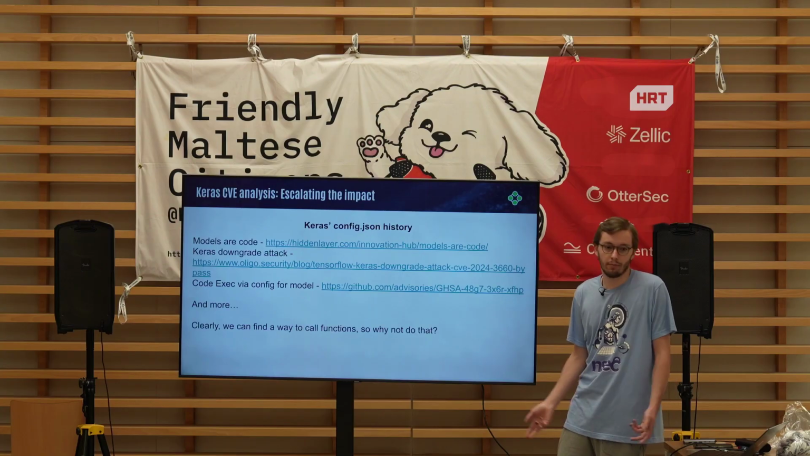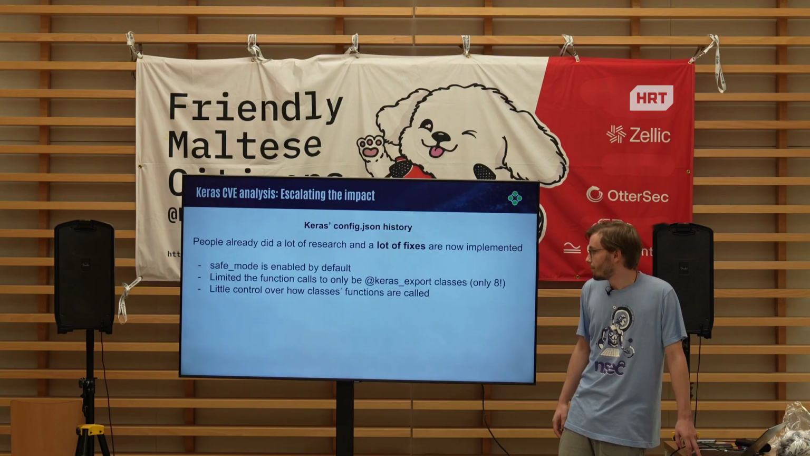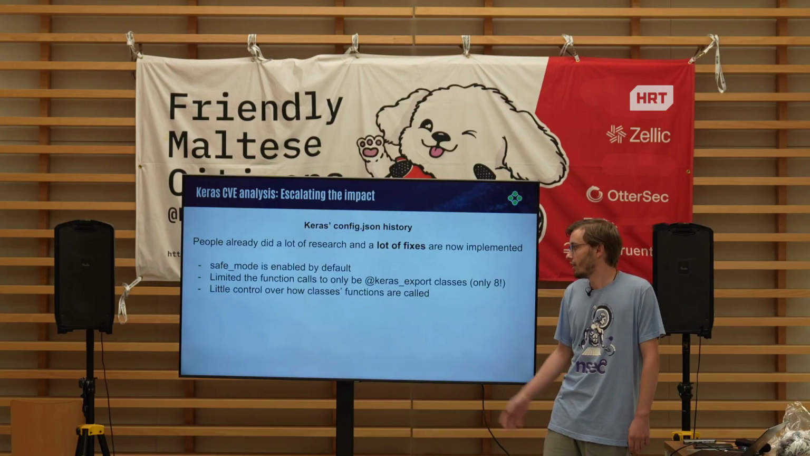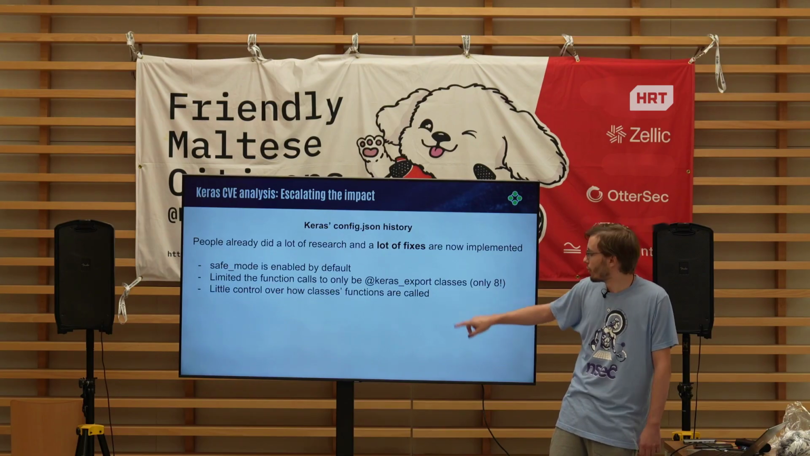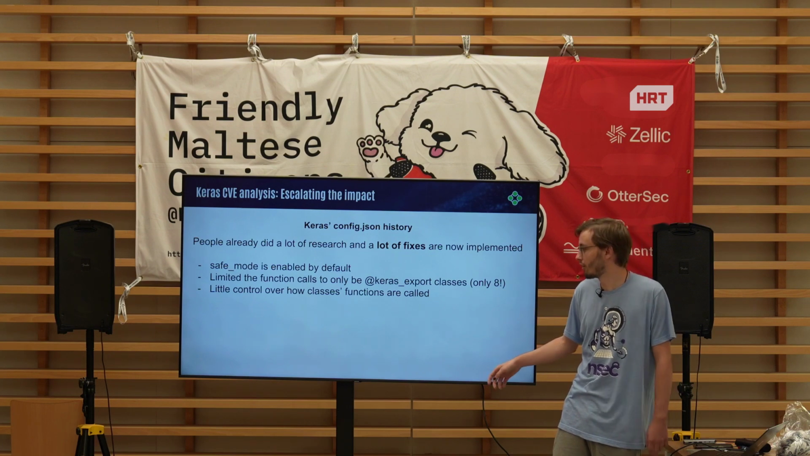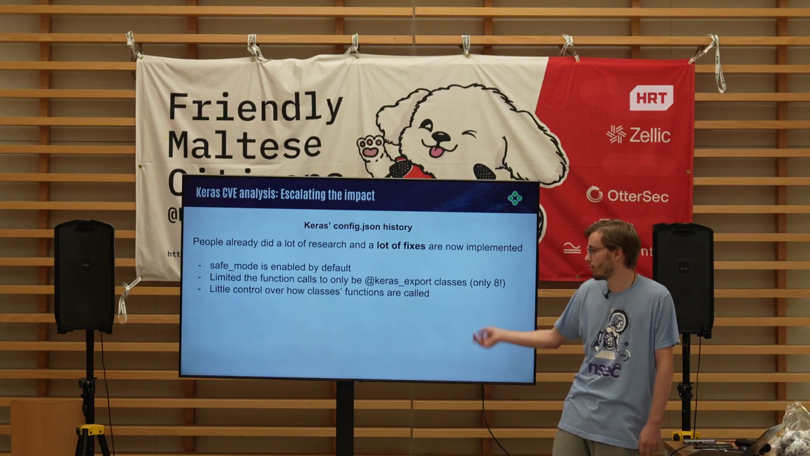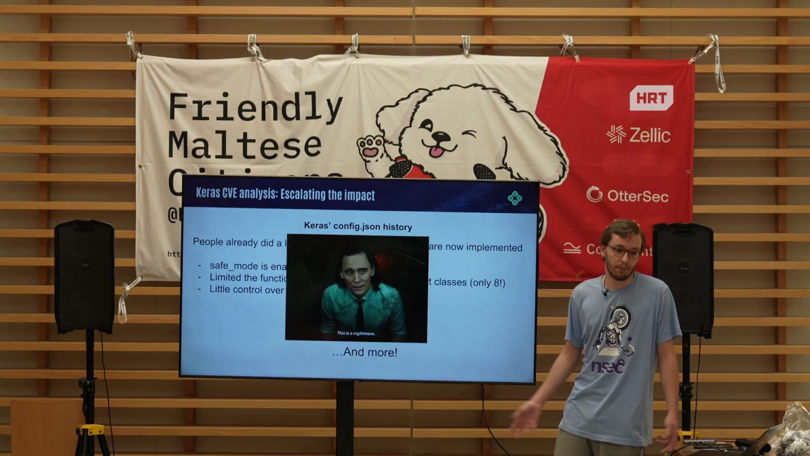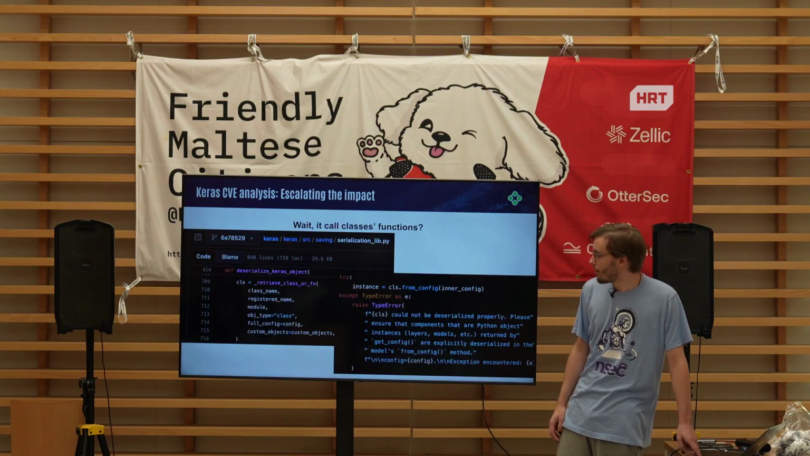So yeah, we could just find a bug in there too and exploit it, right? Well, yes, but there are a lot of functions and fixes since then. So obviously safe mode. They also limit function calls to only functions in classes that have the keras_export header, and there are only 8 of them, so that's not a lot. And you have little control over how the function classes are called. There are even more fixes, so it's painful, but maybe we can find something.